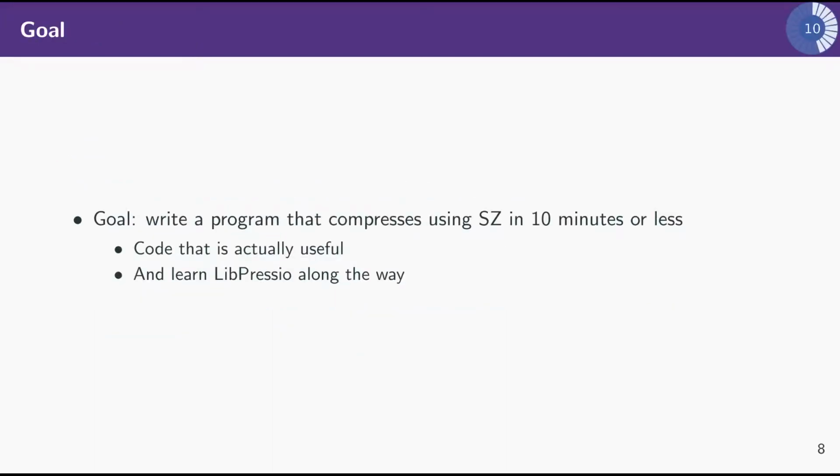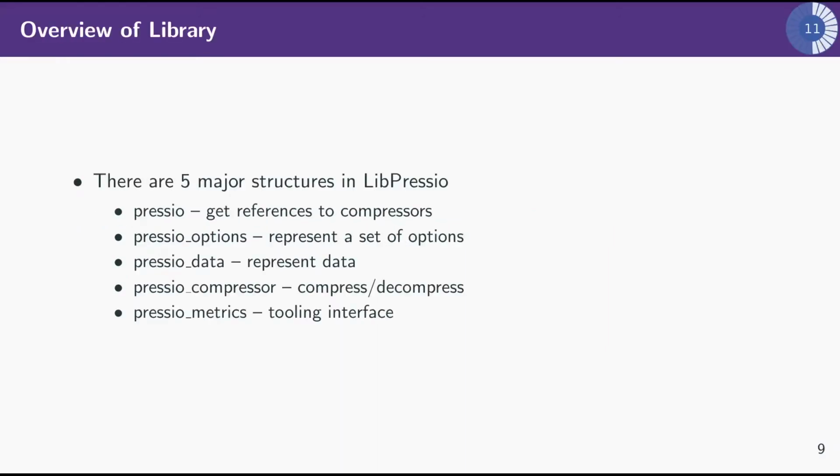So what's the goal of this tutorial? The goal of this tutorial is to write a small program in C that will compress data using the SZ error-bounded lossy compressor in 10 minutes or less. This is something that's actually reasonably useful, and something that I hope will teach you some of what LibPressio has to offer as far as an API along the way.